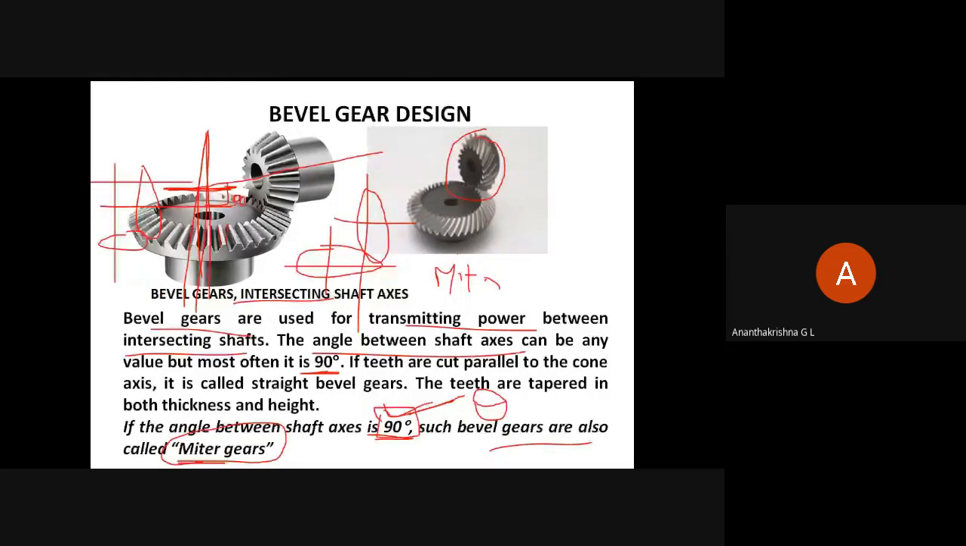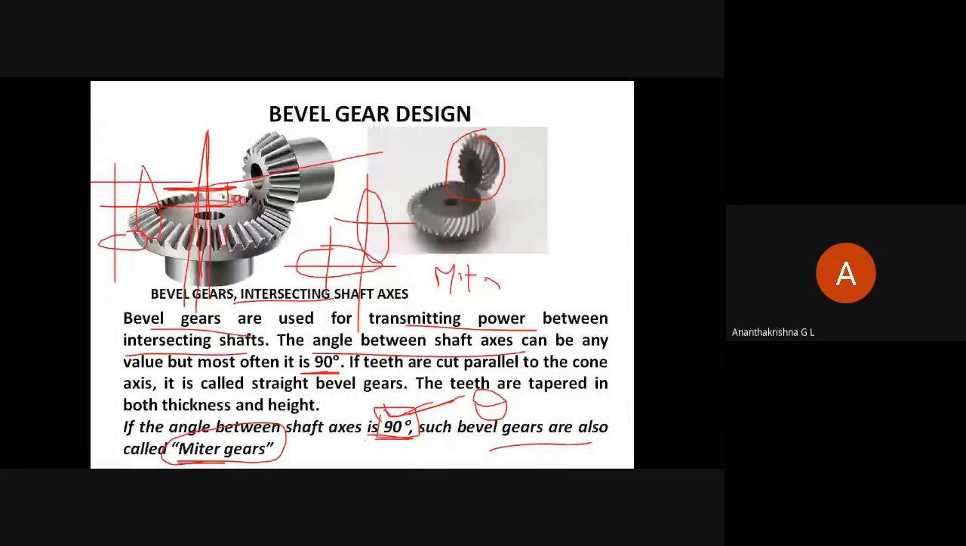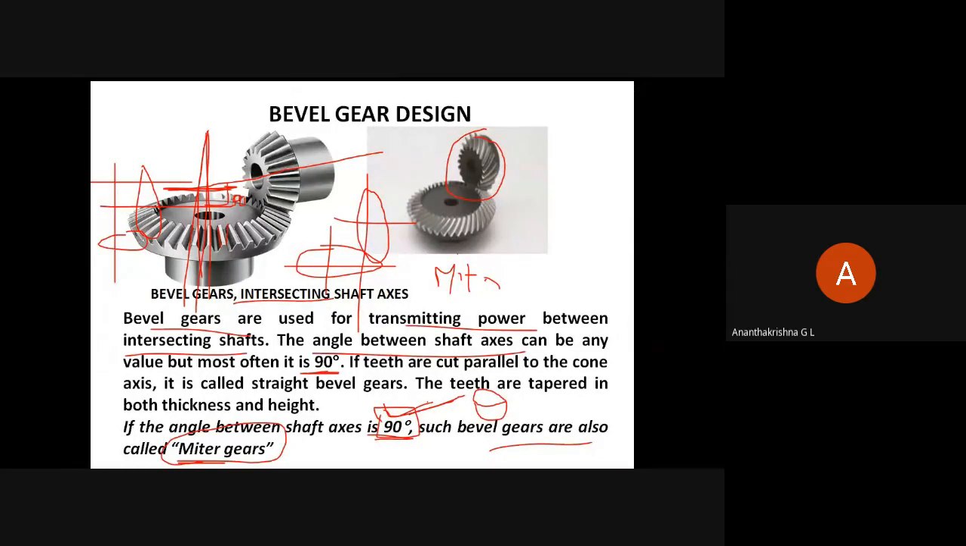Or you can have bevel gears with an acute angle, and obtuse angle also. It can be less than 90 degrees or more than 90 degrees. That is, shaft angle can be less than 90 or more than 90 also. But most often it's going to be a 90-degree shaft angle. That is theta. Okay, are you there?